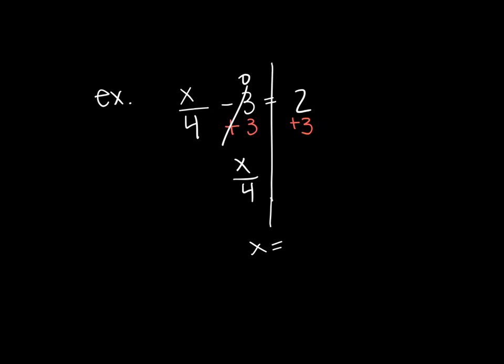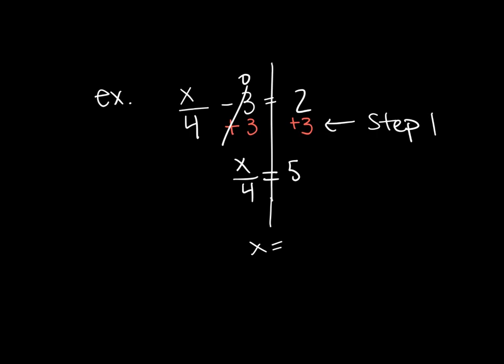And then on the right side, we have 2 plus 3, which is 5. We have done the same thing to both sides and maintained equality. So we'll put the equal sign there. This was our step 1.